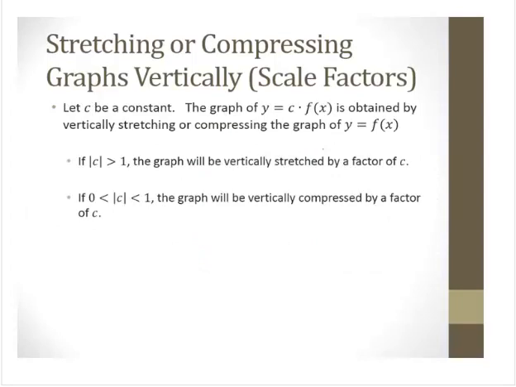So, if we let c be a constant, the graph of y equals c times f of x is obtained by vertically stretching or compressing the graph of y equals f of x. If c under absolute value is greater than 1, the graph will be vertically stretched by a factor of c. And we get, some people say, a skinnier graph. If, under absolute value, c is between 0 and 1, the graph will be vertically compressed by a factor of c, and we get a wider graph.